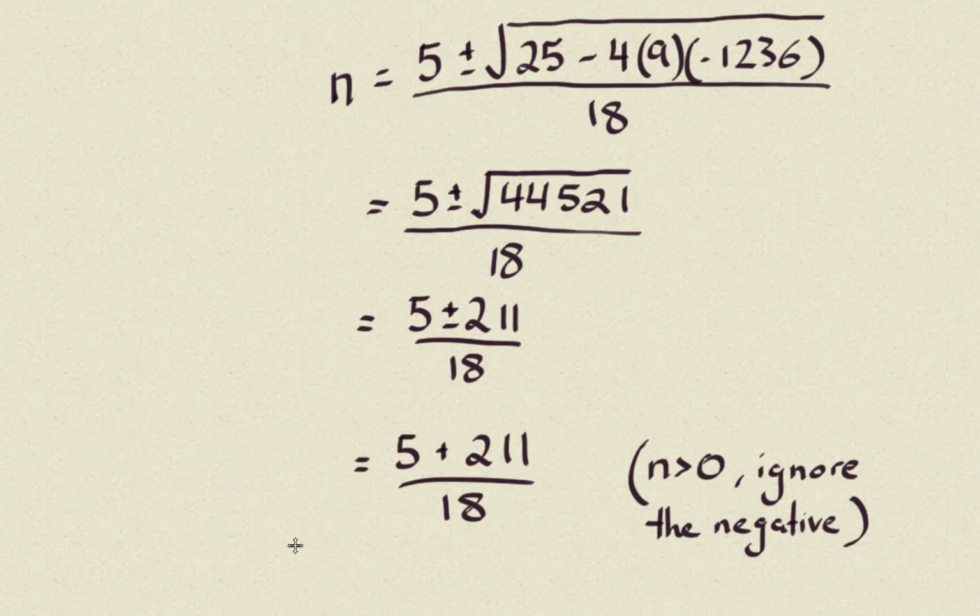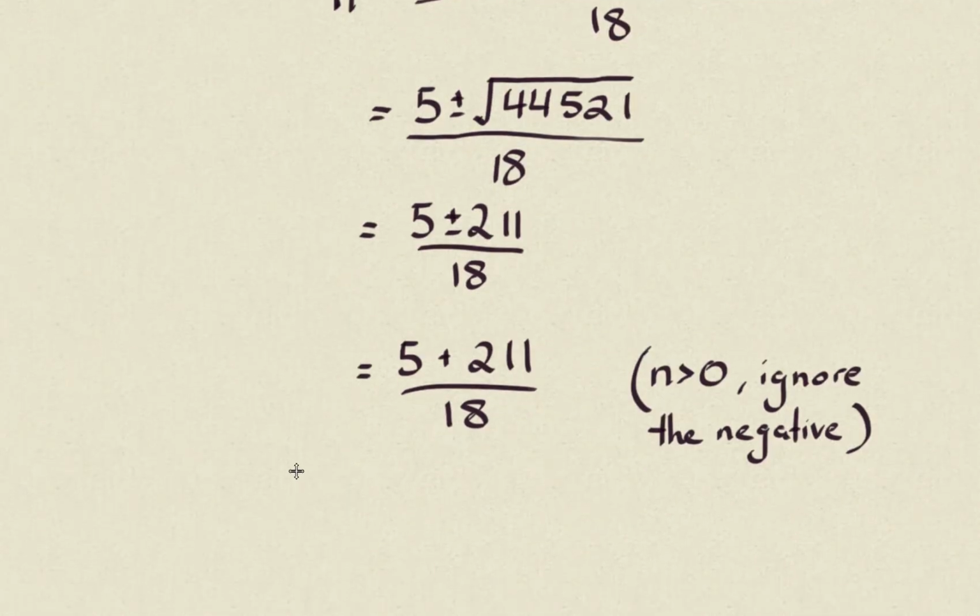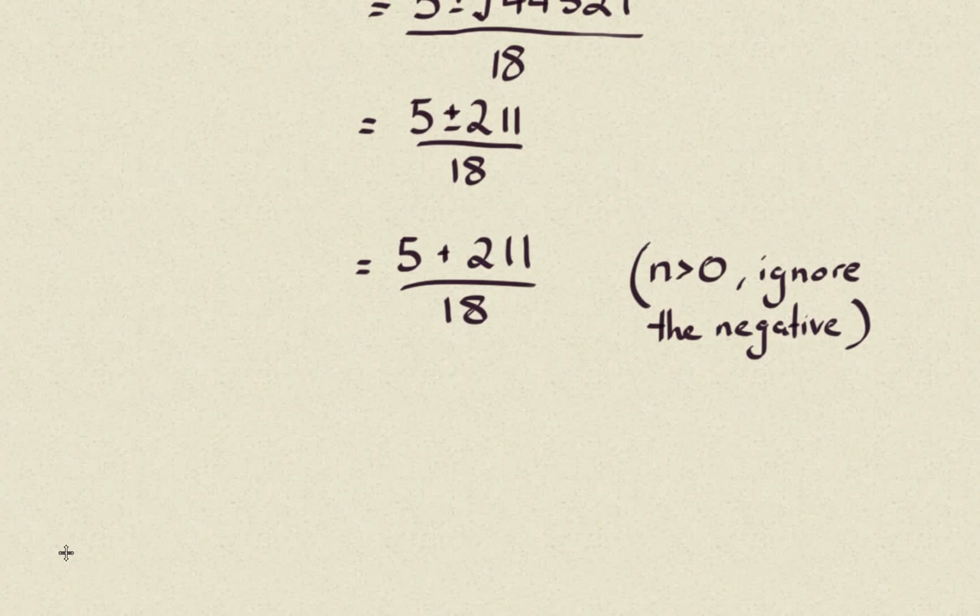And so when we do that, we get 216 over 18, and when we work that out, we get a value of n equal to 12. And so we have found what we're after. We were asked what value of n makes our sum or our series equal to 618. So we've done example 2. Last example.